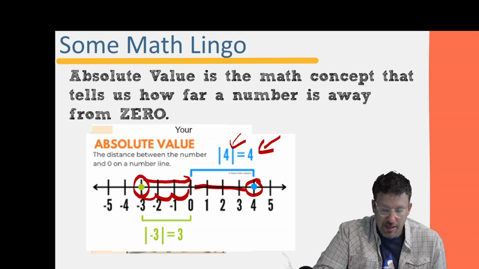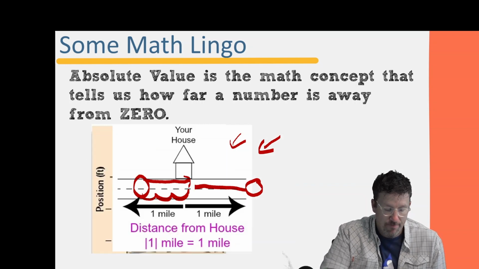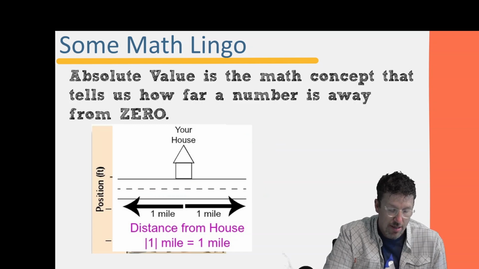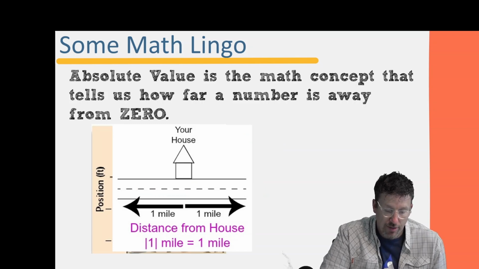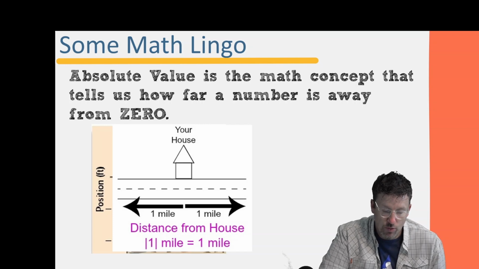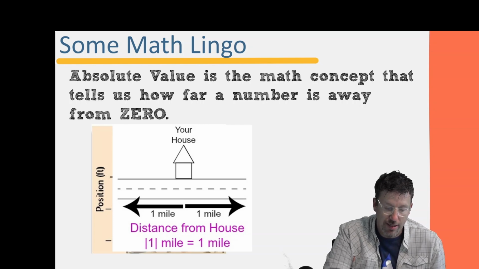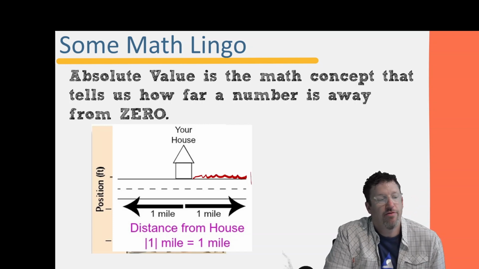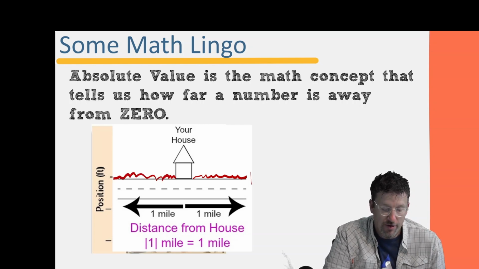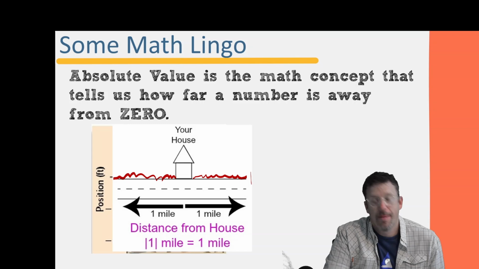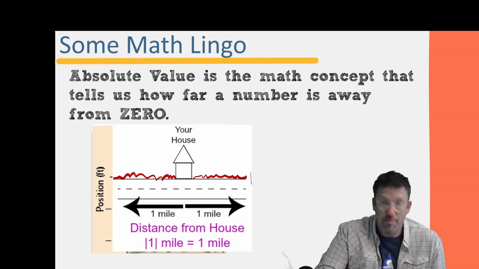So we can look at that in a couple different situations. Look at this house. This house is right in the middle, and the distance from the house is 1 mile. So if my house is right here and I started walking this way, and I ended right there, what's my absolute value from the house? 1 mile. What if I started walking this way? How far am I away from the house? I'm 1 mile. Absolute value means the distance from the beginning or the distance from 0.